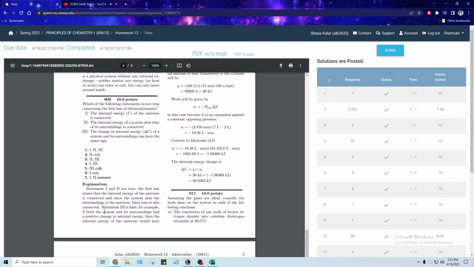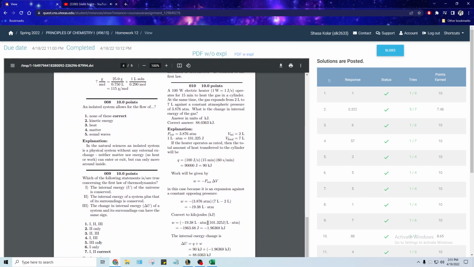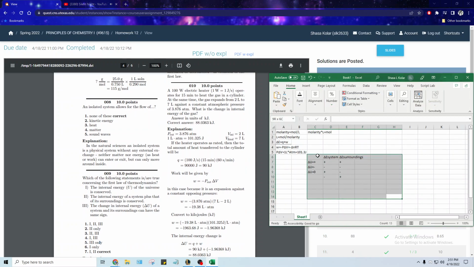Yeah, that's just what I'm saying. Okay, cool, I'm right. Number 10 is not too hard, but a lot of people are having some issues with it. First, we have a 100-watt heater, and a watt is 1 joule per second. So we have 100 joules per second, and it's heating the gas in a cylinder for 15 minutes, right? So we want to multiply 100 by first 15, the number of minutes.